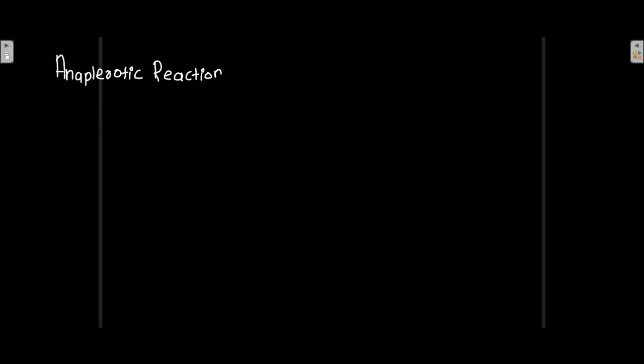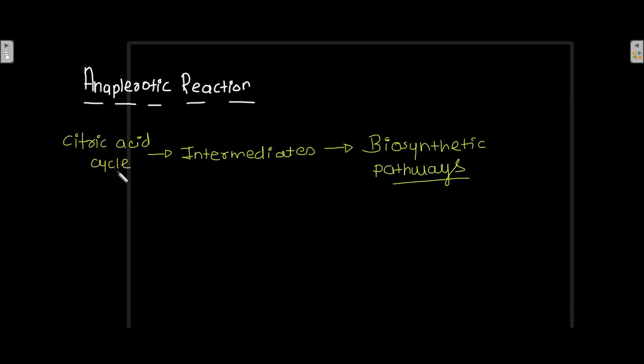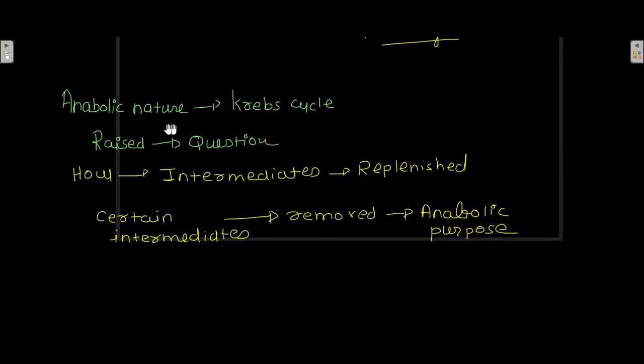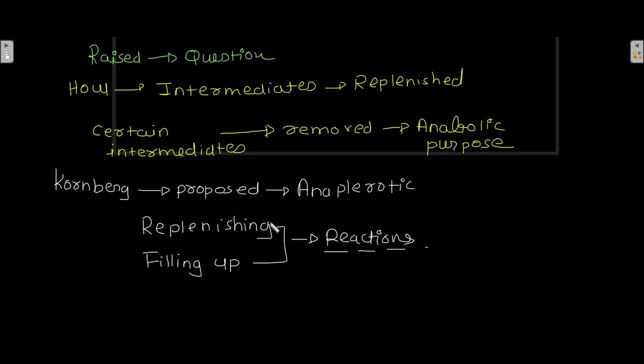Anaplerotic reactions. The citric acid cycle intermediates are used in biosynthetic pathways as well. It means to synthesize some molecules, you use the intermediates of the citric acid cycle. Now, this anabolic nature of the Krebs cycle has raised a question: how can the level of intermediates be replenished when certain intermediates are removed for anabolic purposes? Kornberg proposed the term anaplerotic for these replenishing and filling-up reactions.